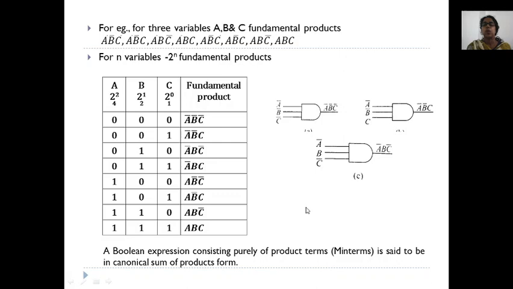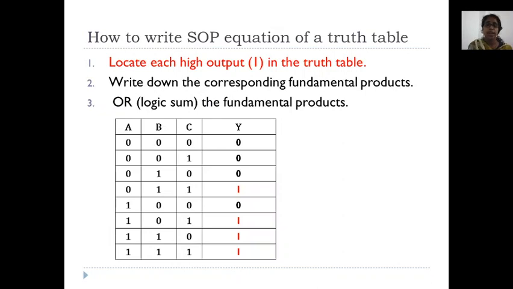Okay, so let's see what is a sum of product equation. Any Boolean equation consisting only of product terms, these fundamental product terms are also termed as min terms, is said to be in canonical sum of product form. So what is a sum of product equation? It is a Boolean equation which consists of only fundamental products, so sum of these products. Okay, let's see how to write sum of product equation of a truth table.